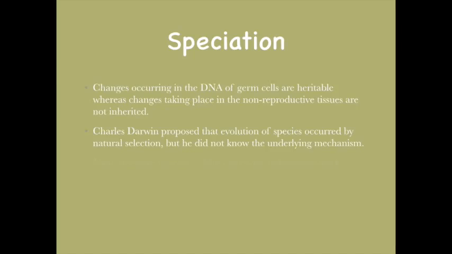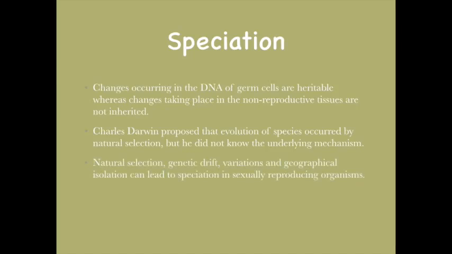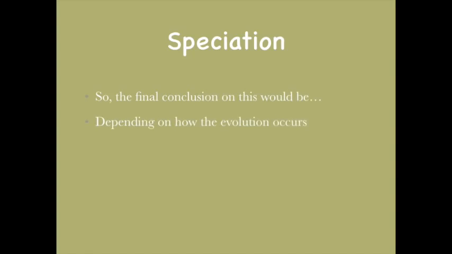Charles Darwin proposed that evolution occurs by natural selection. Natural selection, genetic drift, etc., can lead to speciation in sexually reproducing organisms. Gene flow between the members of the population prevents speciation. So, the final conclusion on this would be that, depending on how the evolution occurs, the speciation will develop in the same way.